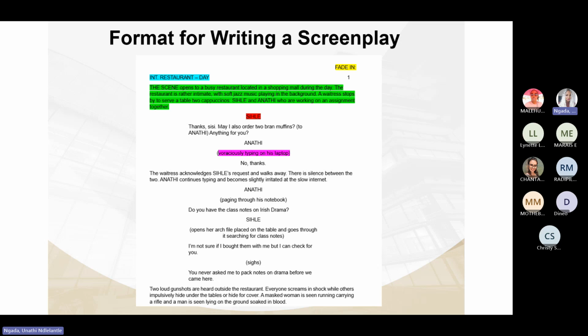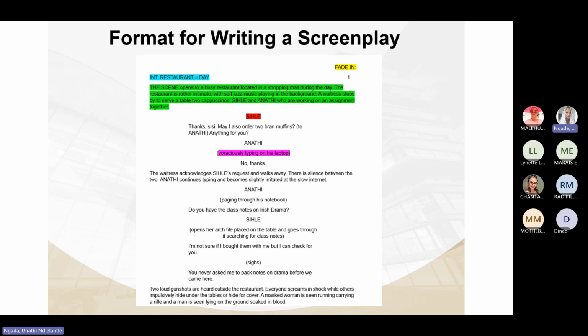If it takes place outside, you use the abbreviation EXT. So you write the abbreviation for whether it takes place inside or outside, followed by a full stop. Then followed by the place where it takes place. And the place here, you are writing it in capital letters, right? Followed by a dash and specifying the time of day. So is it taking place during the day, in the morning, or at night?